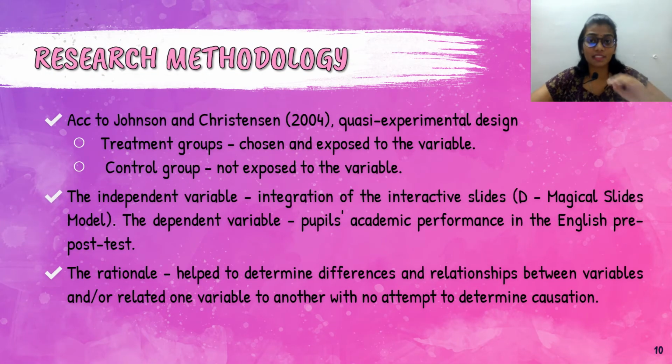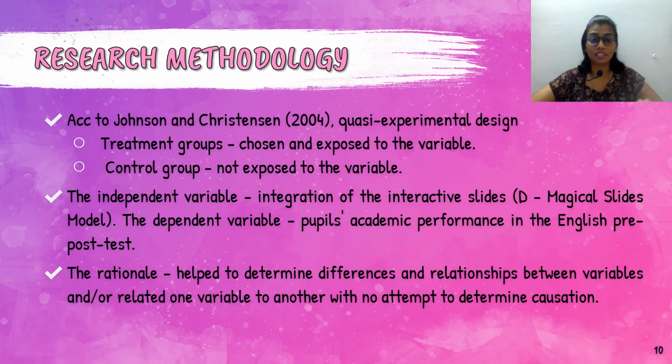As you can see, this research involved a quasi-experimental design which seeks to establish a cause-effect relationship between the independent and dependent variable. According to Johnson and Christensen in 2004, the treatment group will be exposed to the independent variable, whereas the control group will not be exposed to the independent variable. The independent variable in this research was the integration of the D-magical slides model in the classroom, and the dependent variable was the pupils' academic performance in English pre-post test.